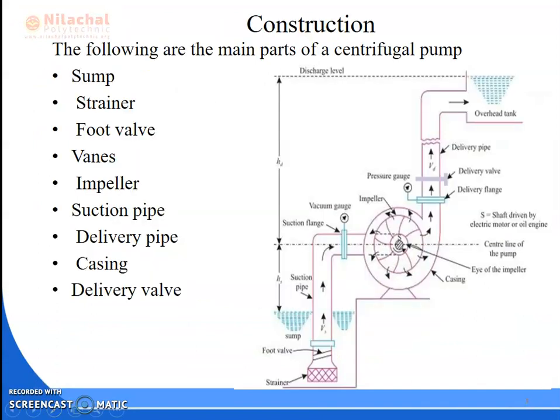You can see here, this is the suction pipe. One end is connected to the inlet side, the other is connected to the sump, where there is a foot valve, and there is a strainer attached to one end of the suction pipe.